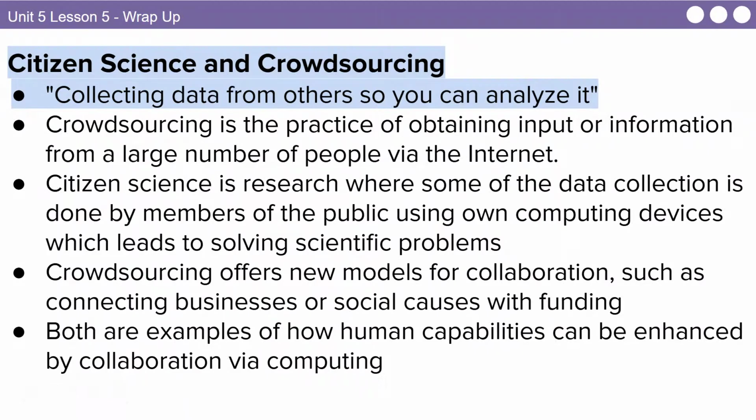It offers new models for collaboration, like connecting businesses or social causes with funding. We just talked about that. And both citizen science and crowdsourcing are examples of things that we can do now that we have the internet and technology that we could not have done 50 years ago. 50 years ago, we just would have to send a researcher on all of the trails looking for evidence of pika, right? But now we have the internet, we have the collaboration ability, and so we can improve our efforts because of that computing.